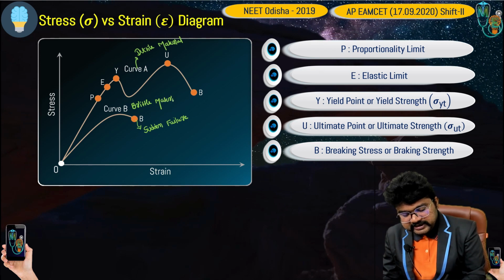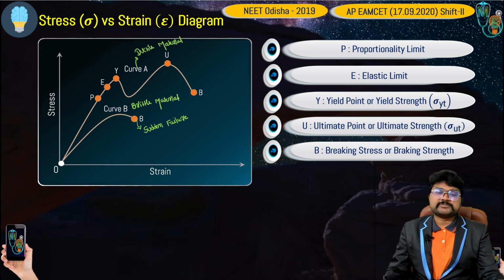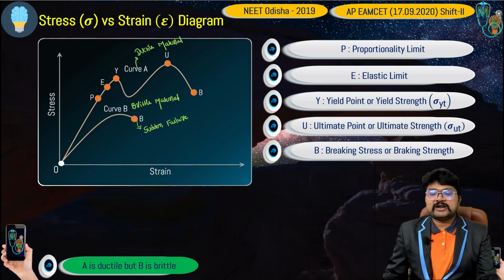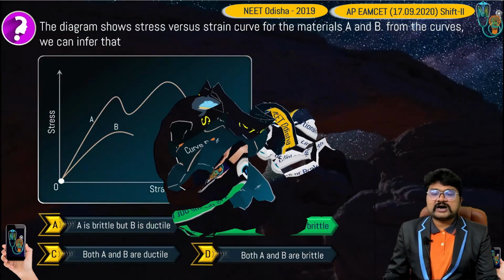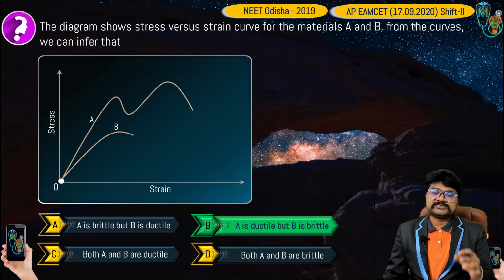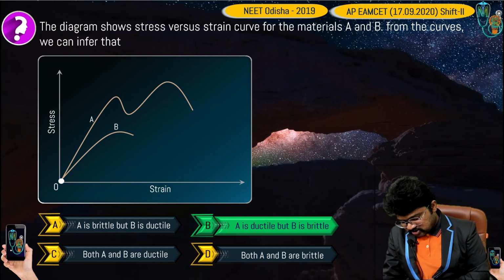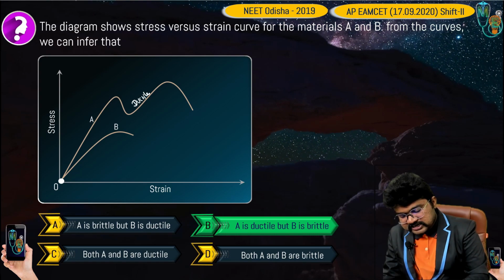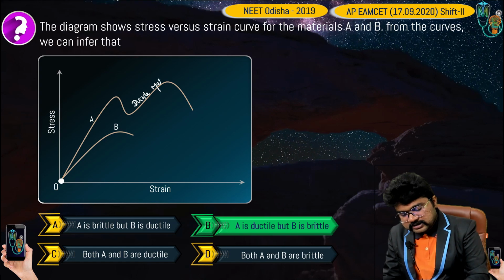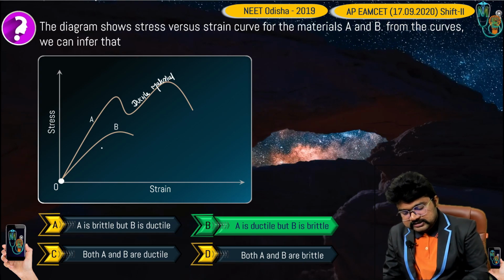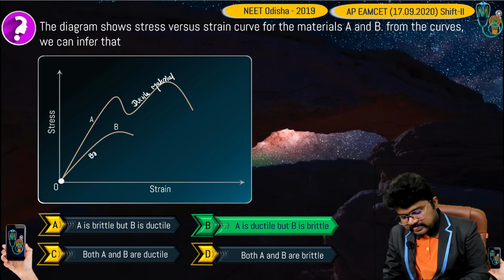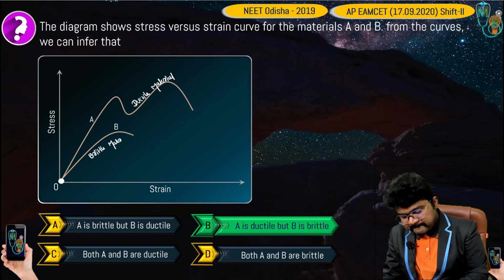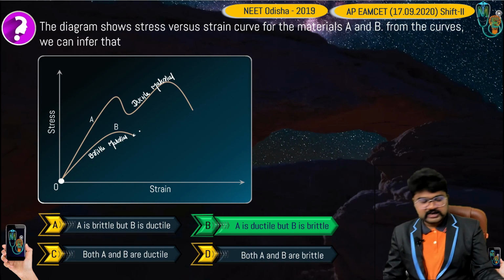This is the brittle material. So B is brittle material, A is ductile material. A is ductile and B is brittle. That is the answer to this question. I can say confidently, A is ductile material, with considerable plastic deformation. This would be brittle material. Sudden failure will occur here.